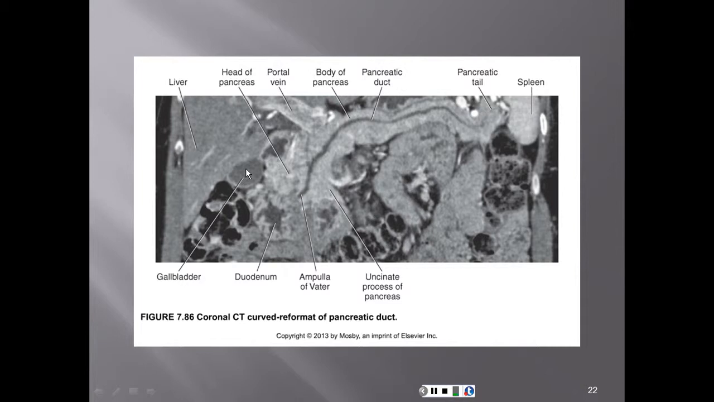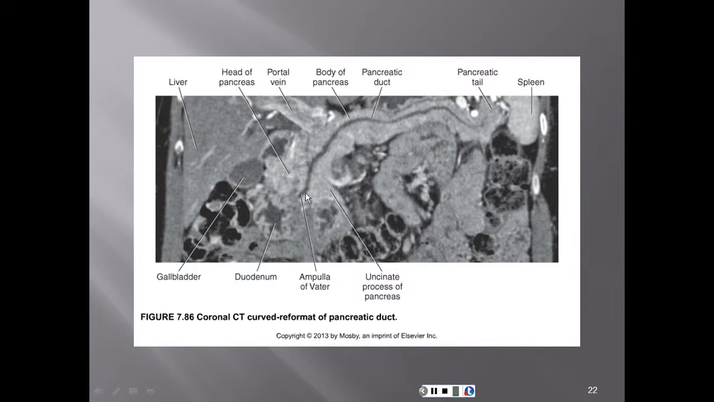Okay, so we have the gallbladder right there, and we have the duodenum, so we know we're in the region of the sphincter of Oddi, ampulla of Vater. Right there, and we know the ampulla of Vater leads into the sphincter of Oddi, which then secretes the pancreatic fluid right into the duodenum.